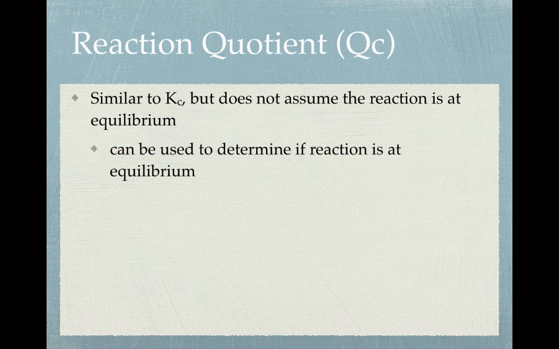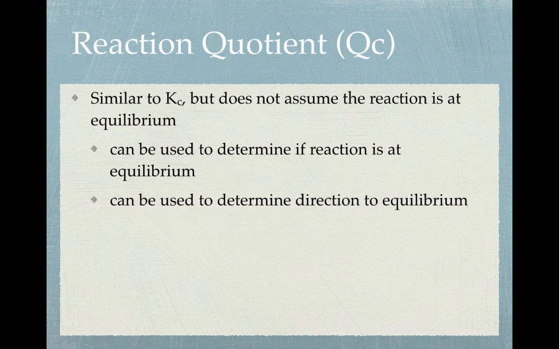So we just use the concentrations at hand, and then we can use that value to determine if the reaction is at equilibrium or if it has to shift more to the right to get to equilibrium or to the left to get to equilibrium. So we can use the value of Kc to determine which direction that reaction has to move to reach equilibrium.